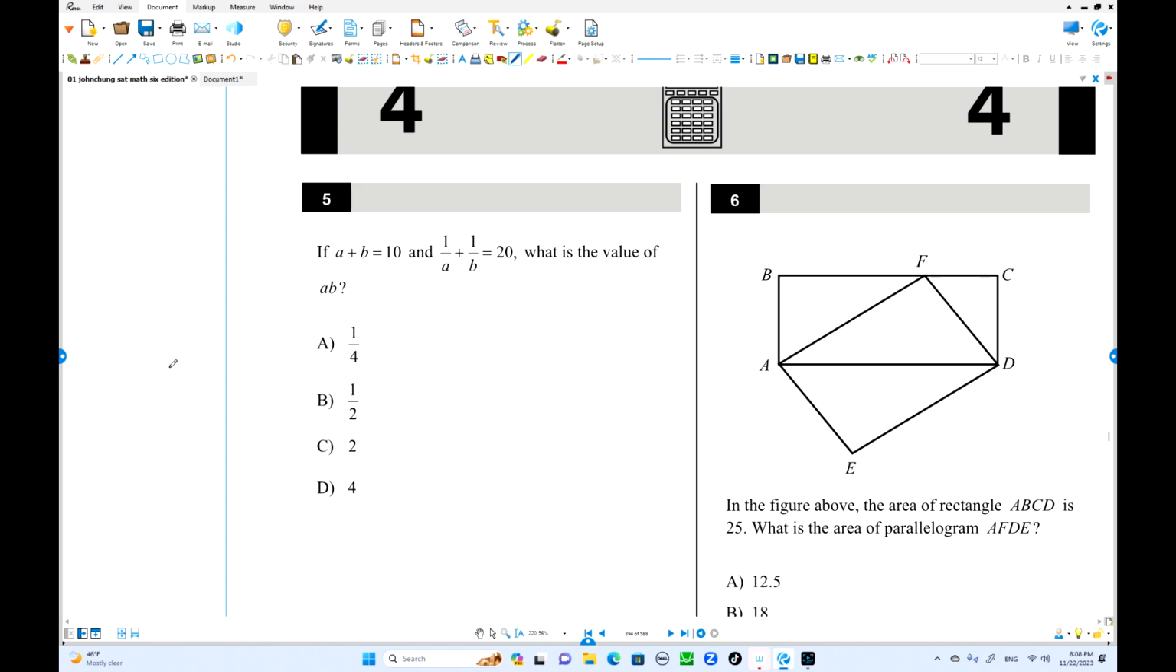Right, here is number 5. A plus b is 10. The sum of their reciprocals equals 20. So this one is what? 1 over a plus 1 over b is what?